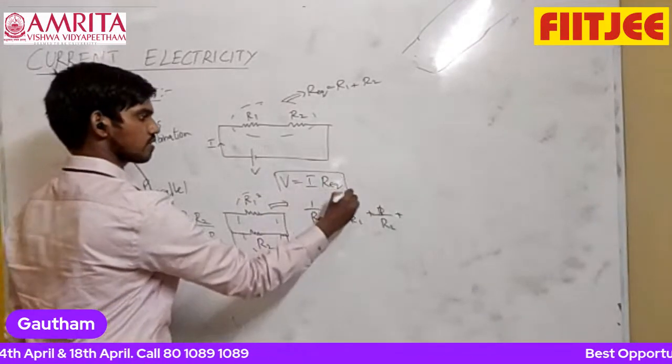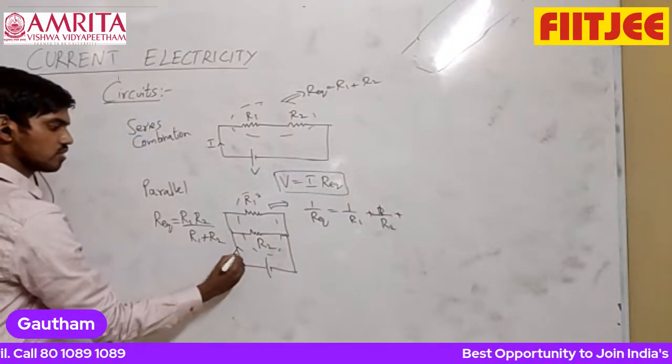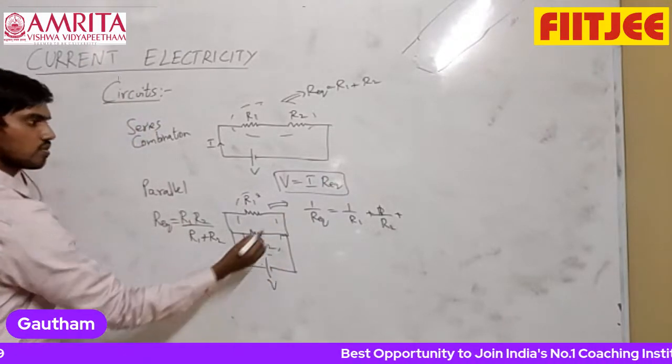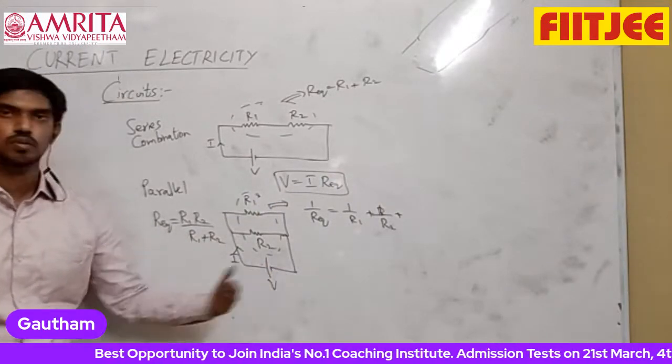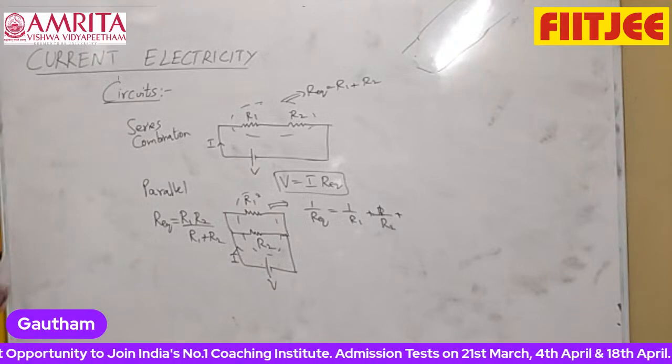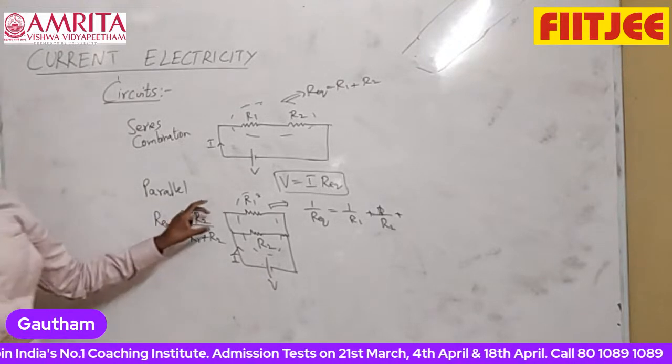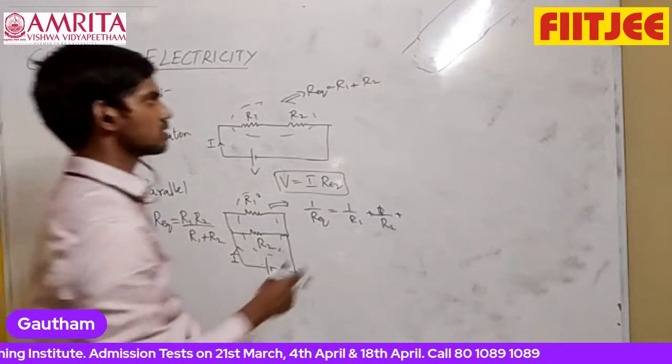So this is applicable here also. Here I is the net current drawn from the battery and V is the voltage drop across the battery. Another thing is how current is splitting through a parallel combination.